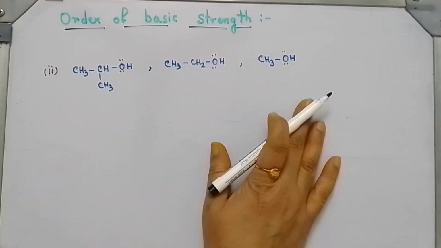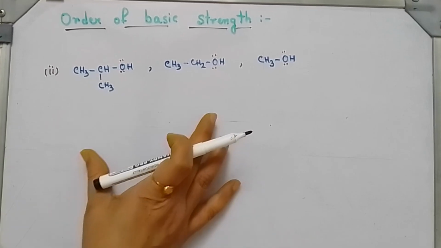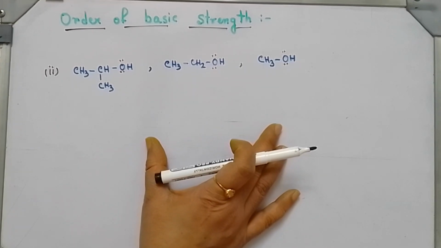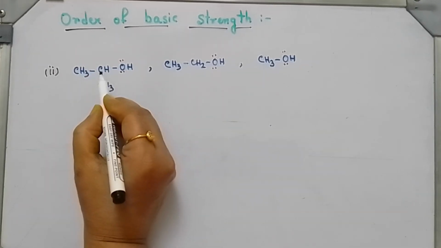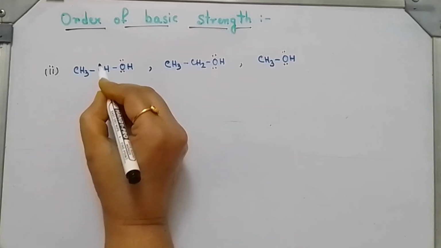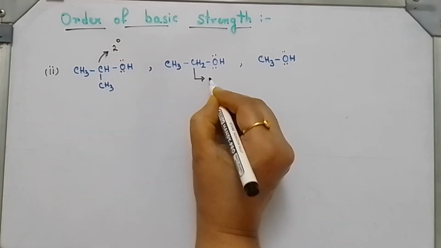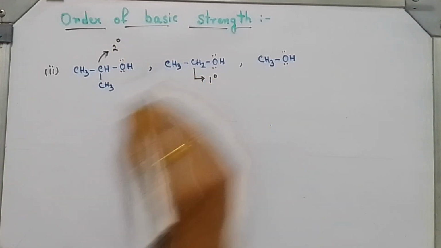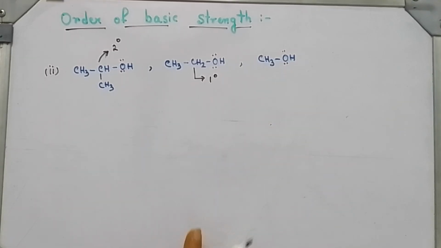Now see, these are alcohols. Oxygen is having a lone pair of electrons and it can be donated. So we have to compare the basic strength of these compounds. Now see, this is an isopropyl group. This carbon is secondary because with this carbon two more carbons are attached. This carbon is primary because with this carbon one more carbon is attached, and this is a methyl group.